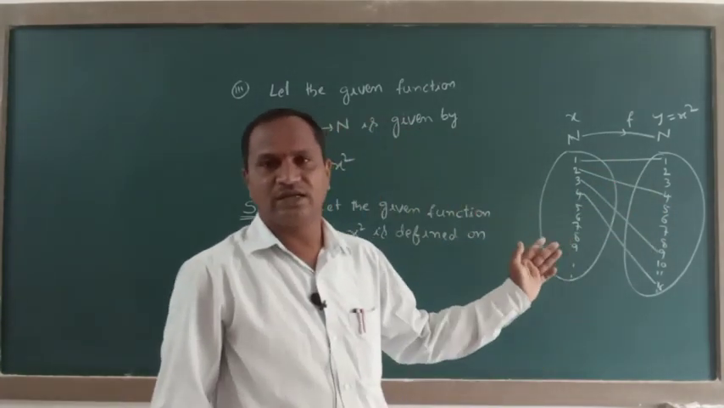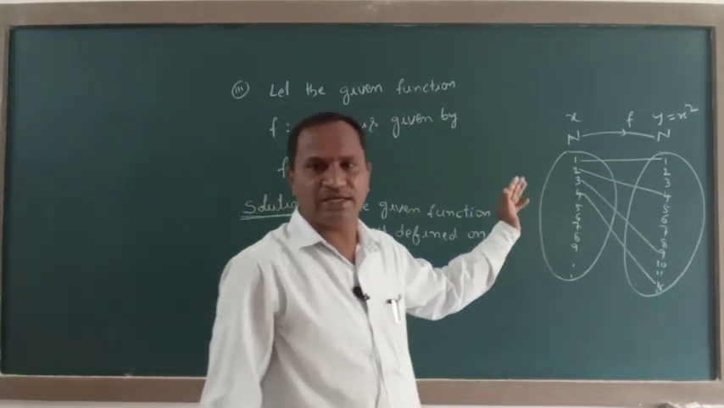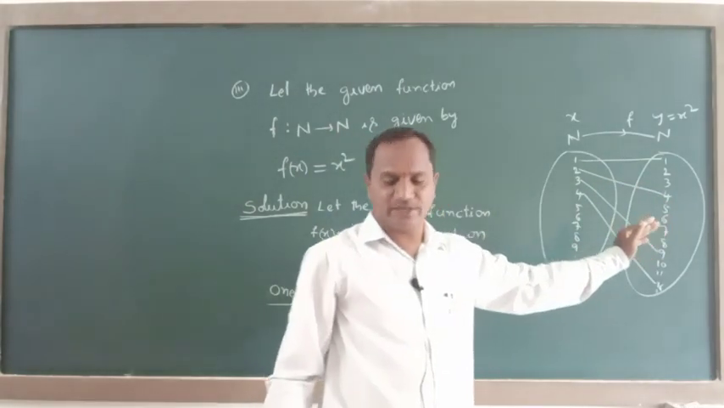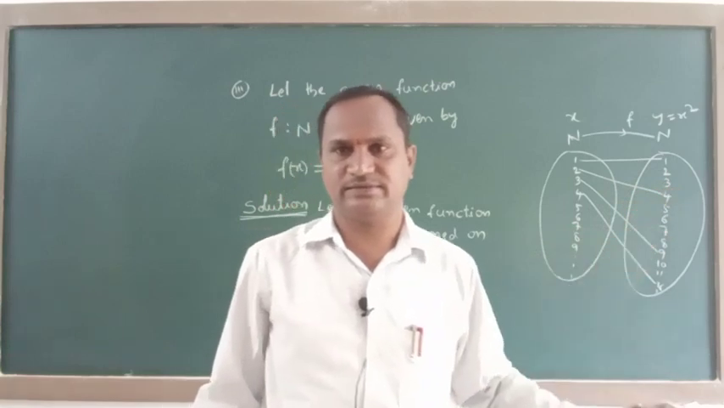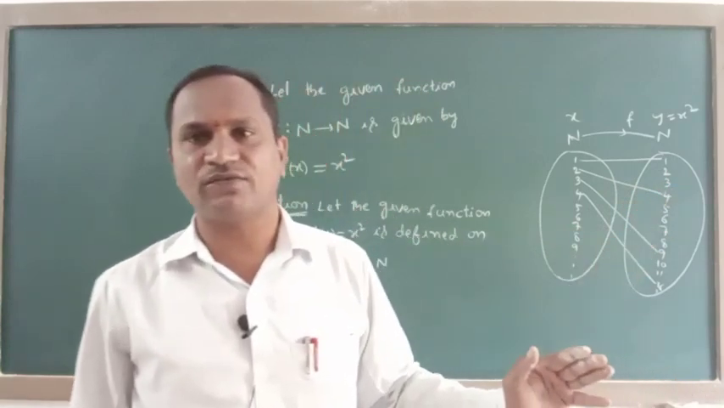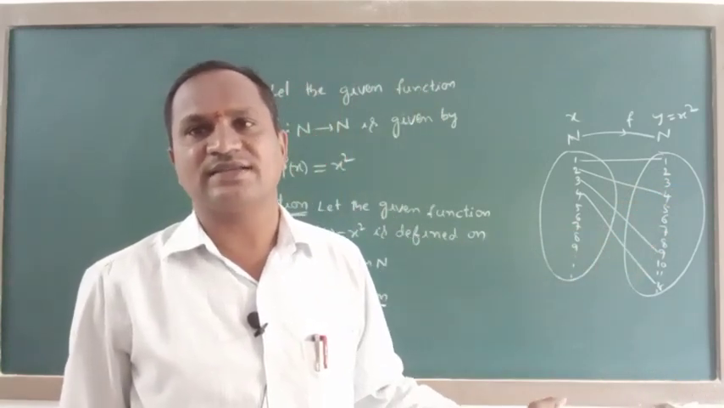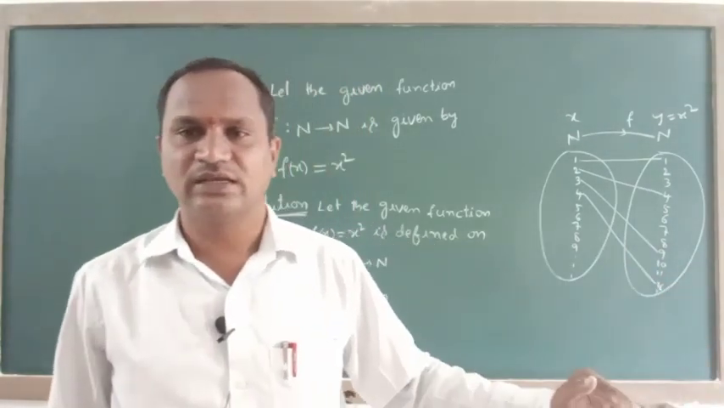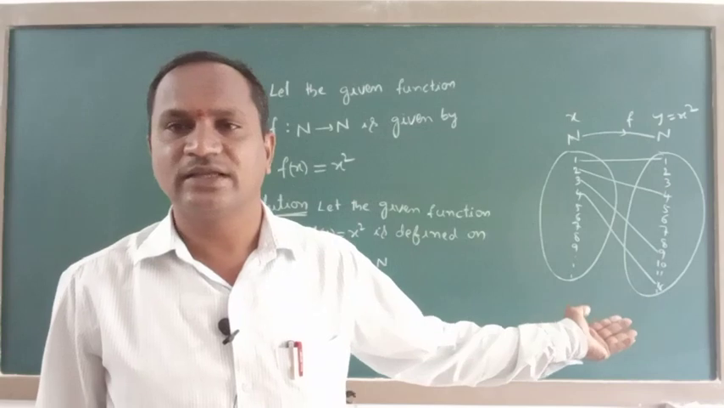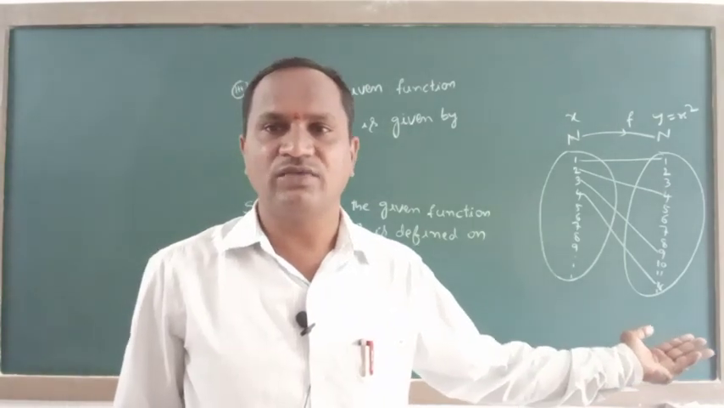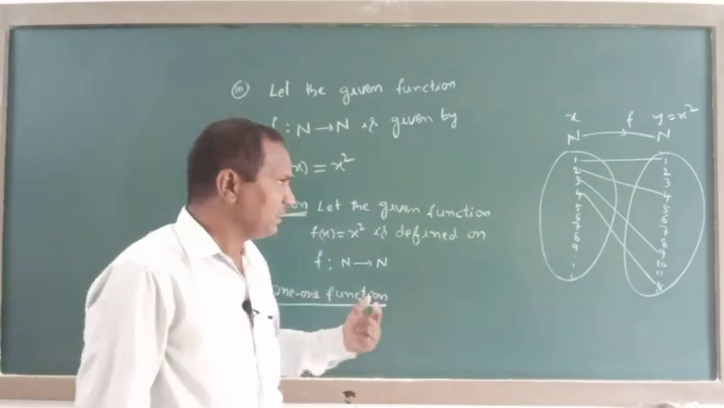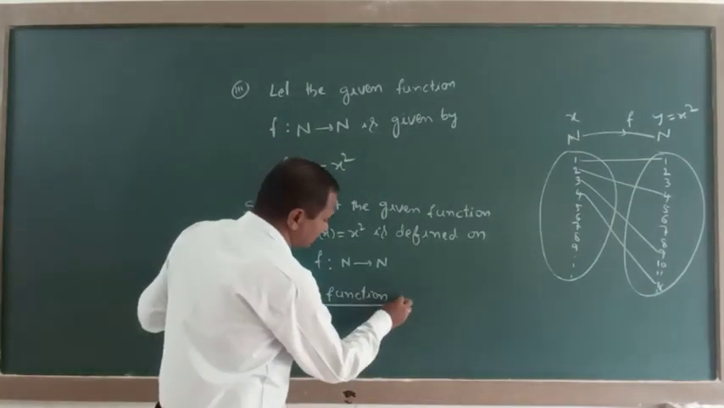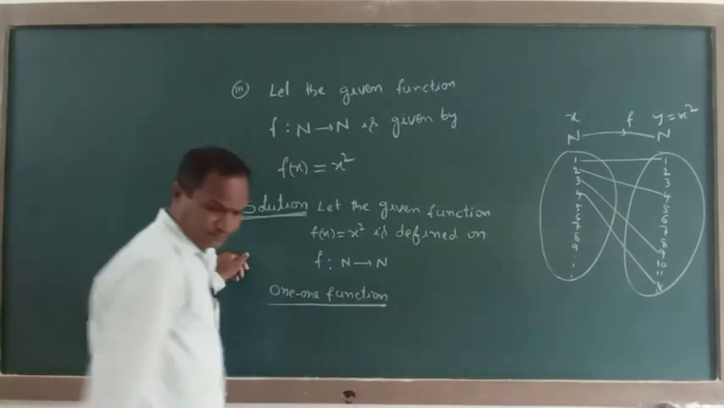Different elements of domain capital N are associated with different elements of codomain capital N. Therefore, usually we can say that f is a one-one function. If elements are like that, we can apply this procedure.